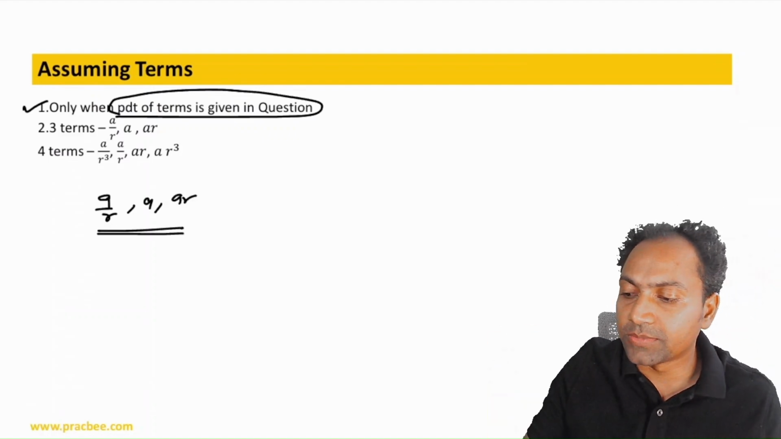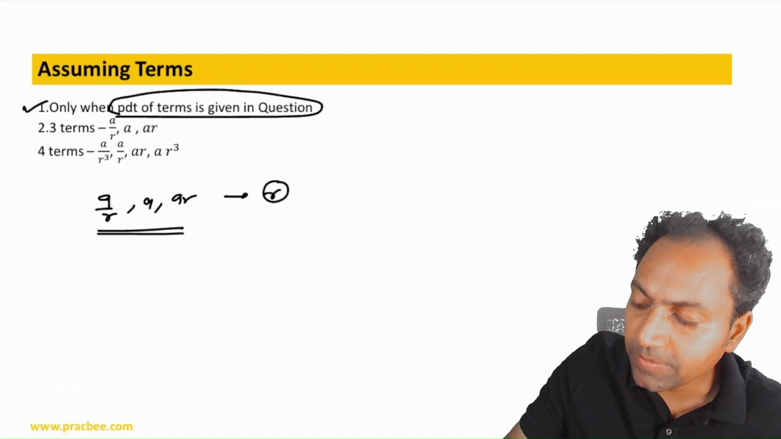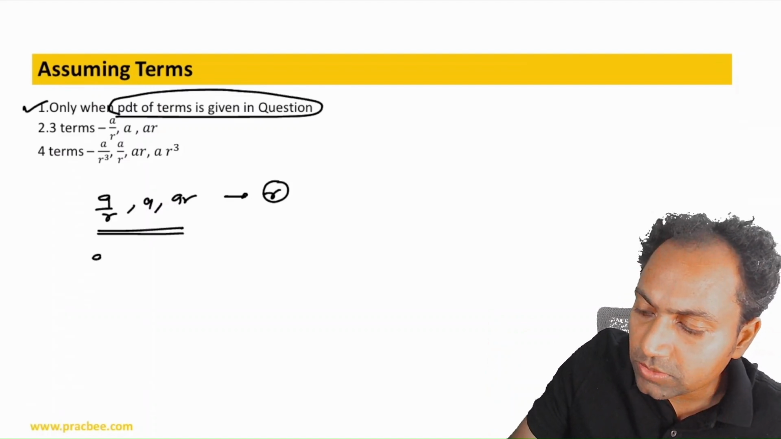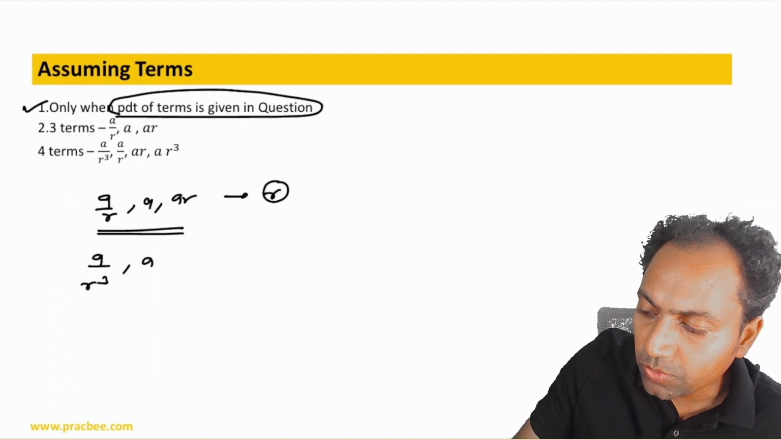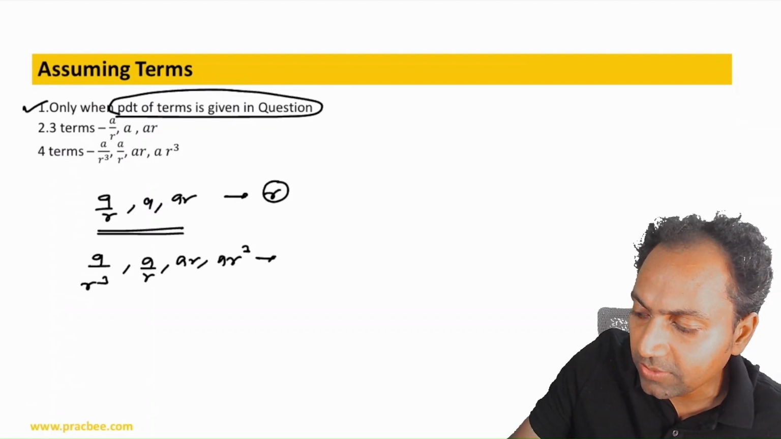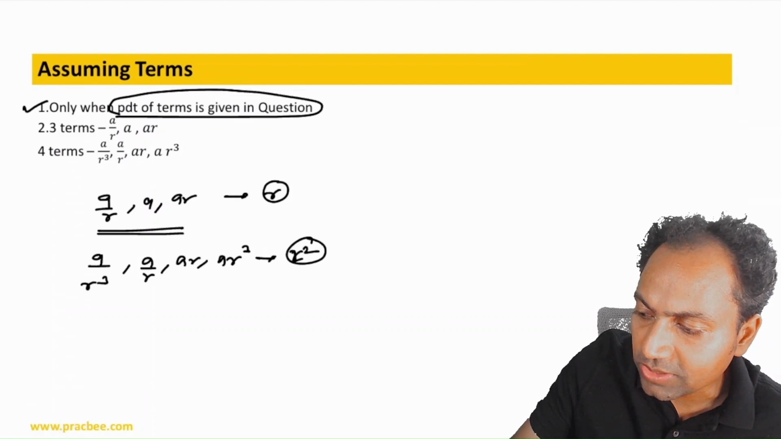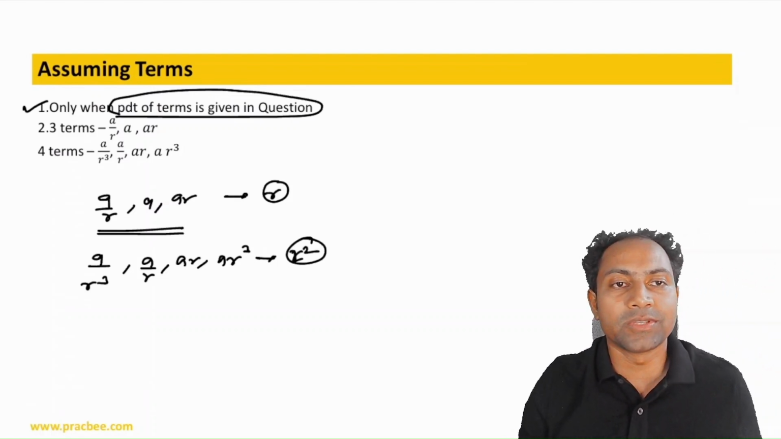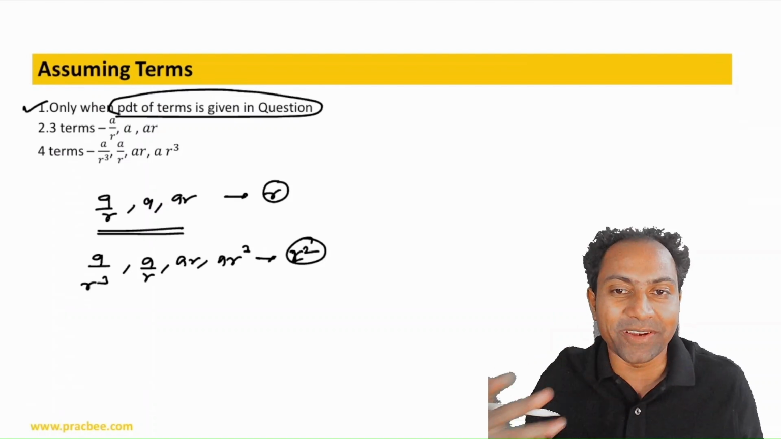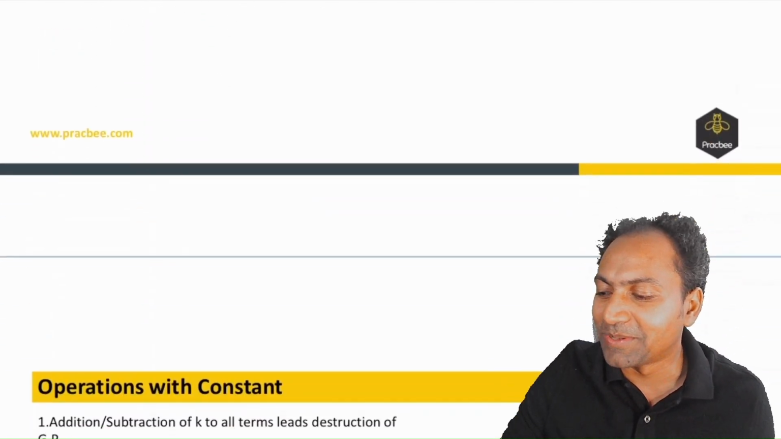So these are three terms. You can see here the common ratio is nothing but R. For four terms, you will take A by R cube, A by R, AR and AR cube. So you again see here that now the common ratio is nothing but R square. So these are two, and in fact three very important ideas that you are going to use in solving problems.